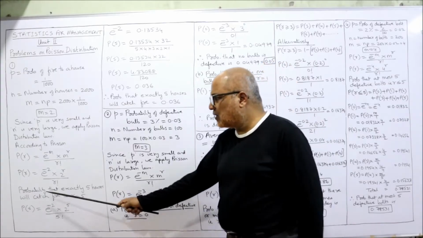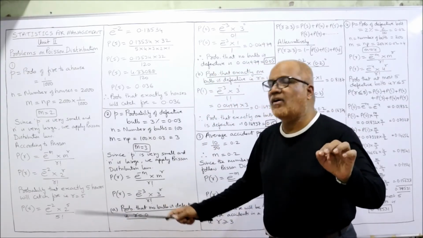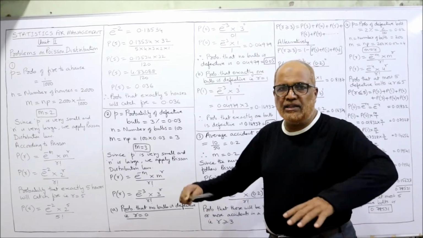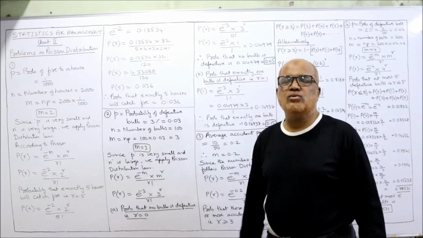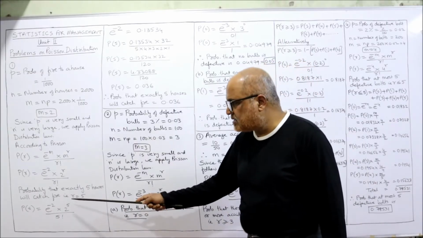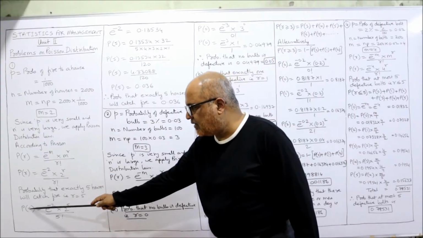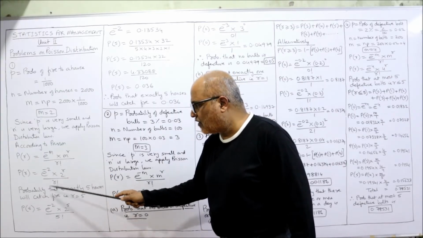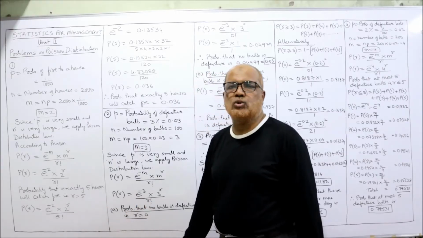Now, ultimately the question is, what is the probability that 5 houses will catch fire in that locality of 2000 houses? That is, r is equal to 5. So in place of r, I am writing 5. So e to the power of minus 2, 2 to the power of 5 divided by 5 factorial.